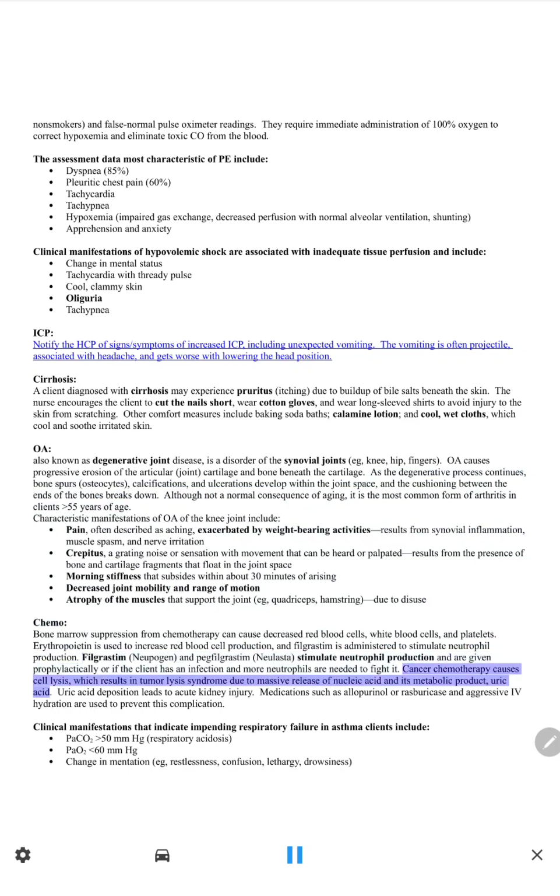Cancer chemotherapy causes cell lysis, which results in tumor lysis syndrome due to massive release of nucleic acid and its metabolic product, uric acid. Uric acid deposition leads to acute kidney injury. Medications such as allopurinol or rasburicase and aggressive IV hydration are used to prevent this complication.